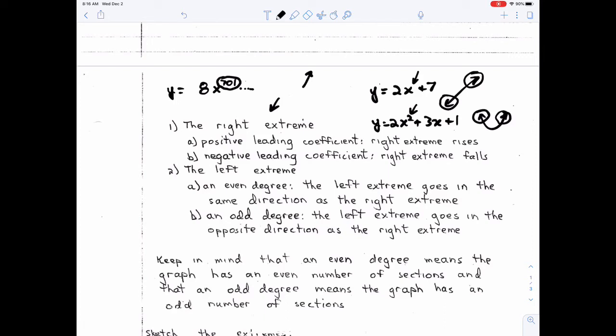Remember that the degree tells you, this isn't perfect, but it'll tell you how many sides there are to the graph. If you look at the parabola, it's x squared, so there are two sides. And if there are two sections, the left would always have to go the same way as the right. If it's an odd degree, there's going to be an odd number of sections or sides, and the left will always have to do the opposite of what the right does.